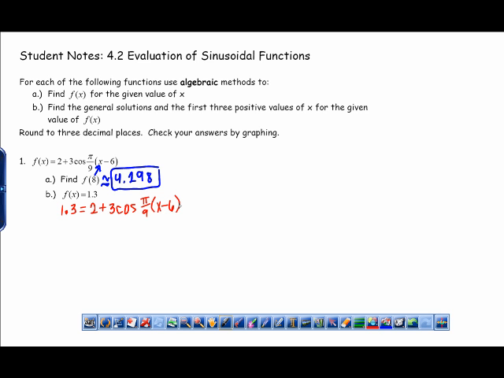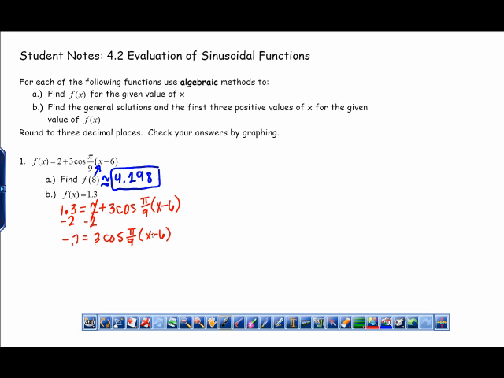And I need to solve algebraically for x. You can use a calculator, but you need to show all your steps algebraically. So the first step here would be to subtract 2. Okay, we haven't been solving very many equations yet this year, so this will kind of get you back used to that. So 1.3 minus 2 is negative 0.7, equaling 3 cosine of pi over 9 times x minus 6.